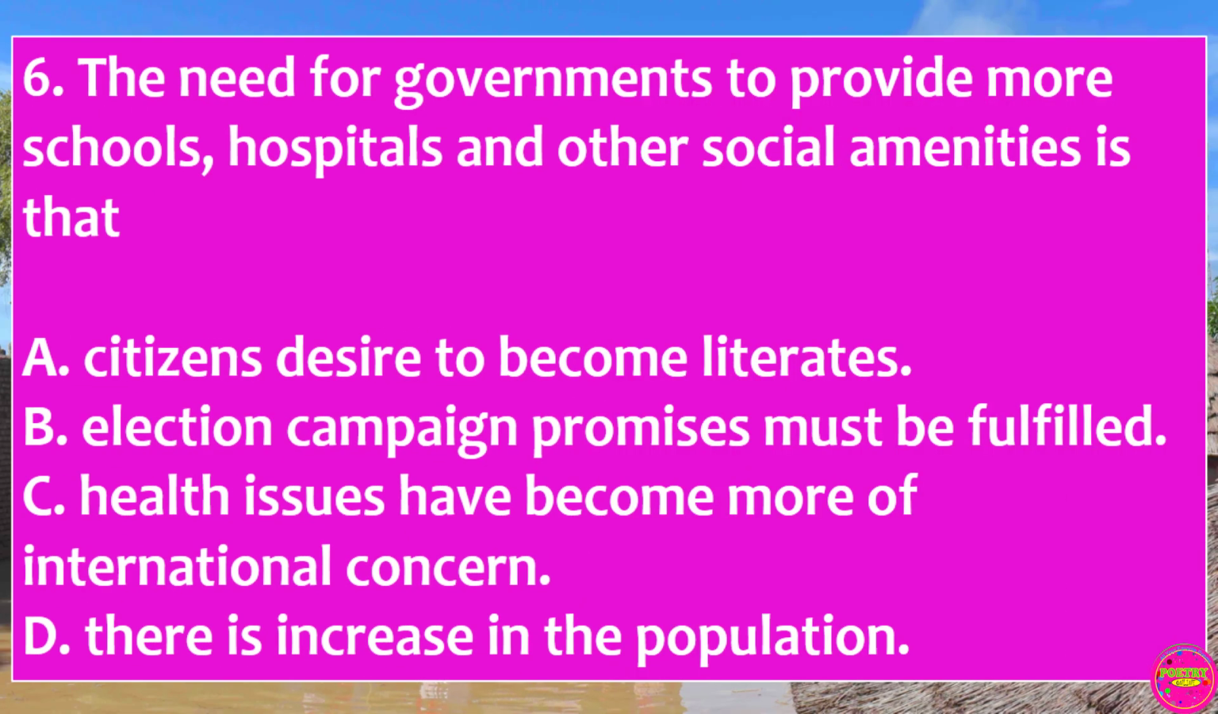Question 6. The need for governments to provide more schools, hospitals, and other social amenities is that A. Citizens desire to become literate. B. Election campaign promises must be fulfilled. C. Health issues have become more of international concern. D. There is increase in the population. The correct answer to this question is D. There is increase in the population.